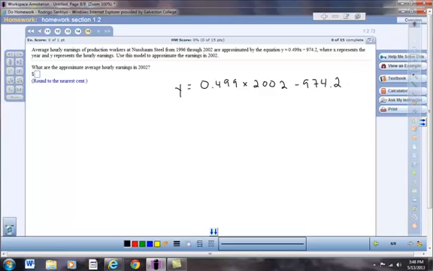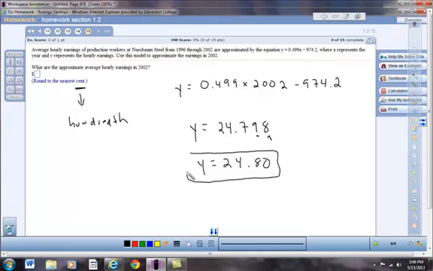Nice problem you could just input into your calculator. 0.499 times 2002 minus 974.2. You get a solution of 24.798. So Y equals 24.798, but they tell us round to the cents. Cents is just hundredths. So we'll get 24 point. We locate our hundredths, and because the next digit is an 8, that's going to go up, so we get 24.80. And that right there is your solution.